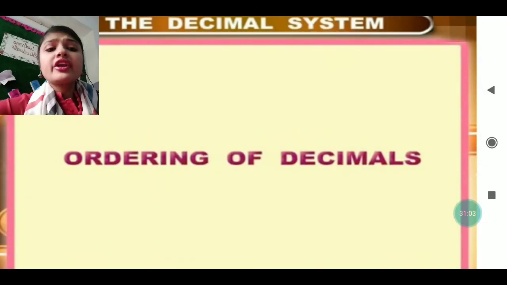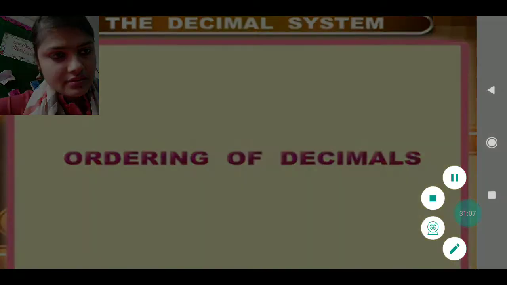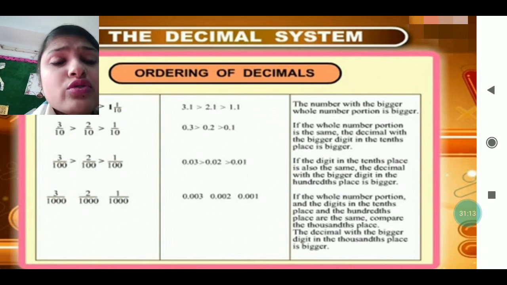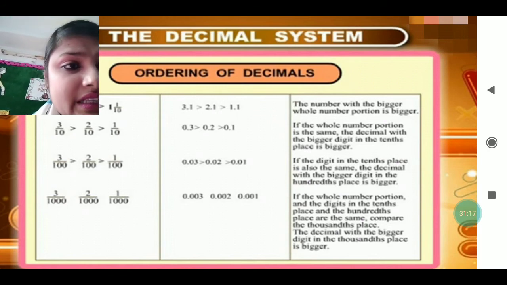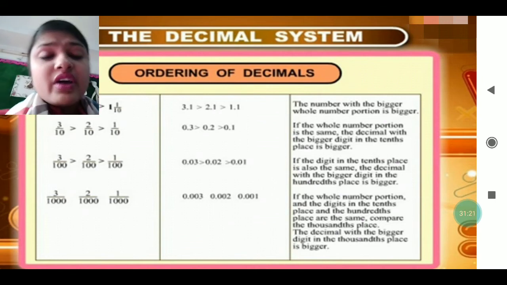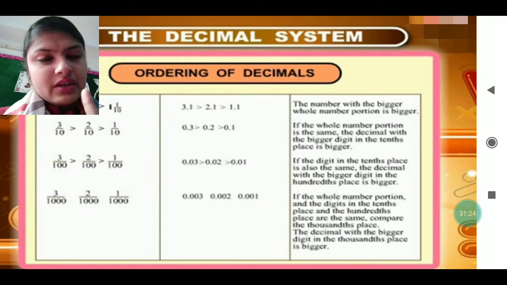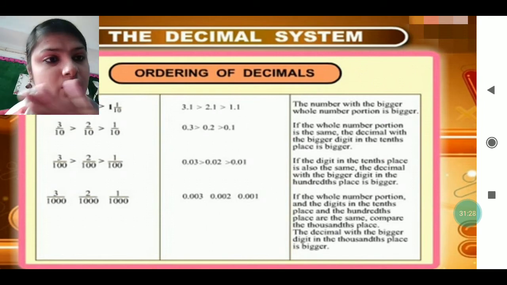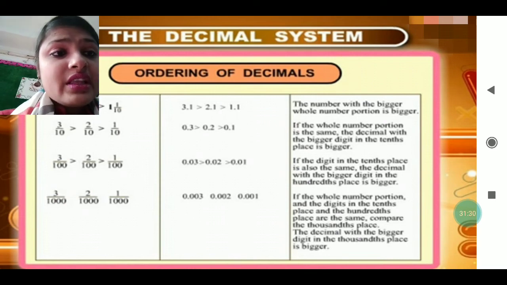Now, ordering of decimals means ascending, descending and comparison. See what is written. How do we do the ordering of decimals? The number with the bigger whole number portion is bigger. Next, if the whole number portion is the same, the decimal with the bigger digit in the tenths place is bigger.